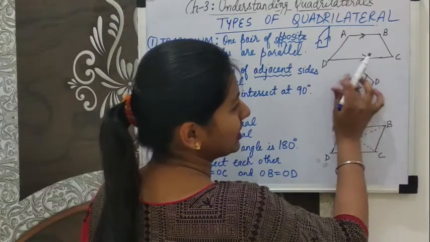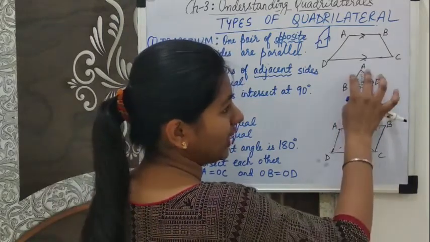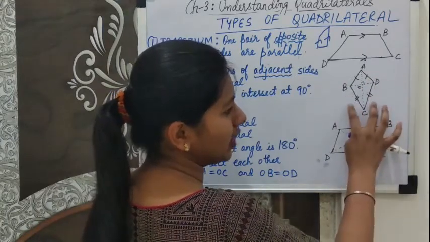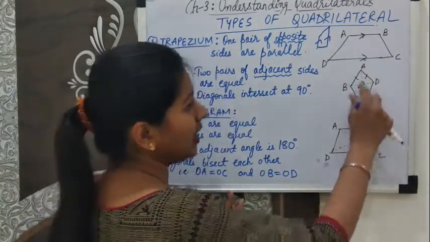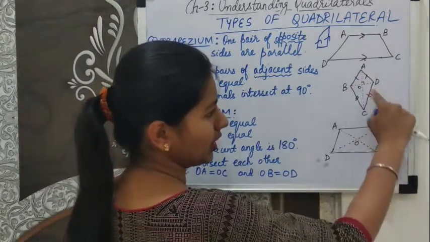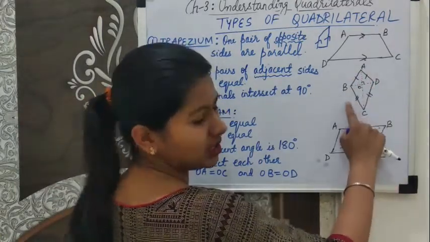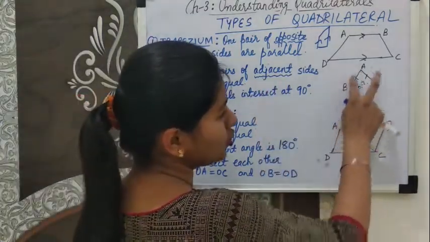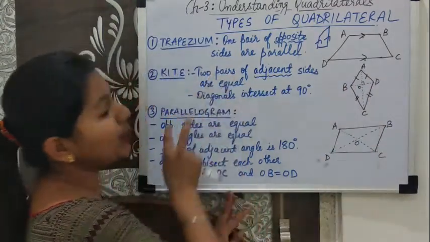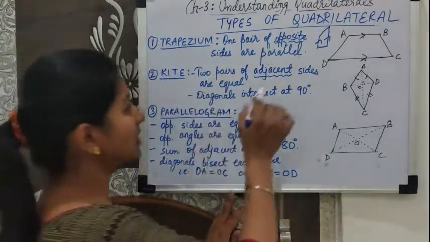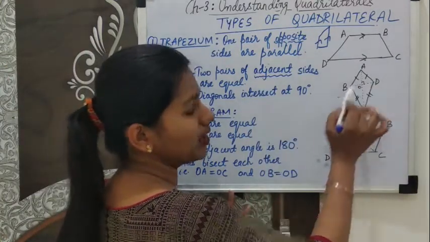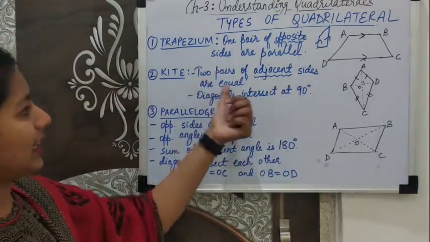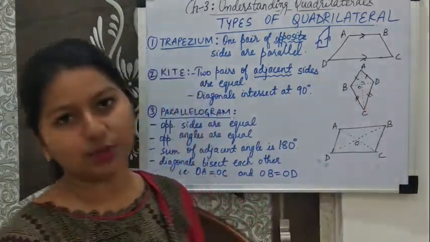ये दोनों adjacent sides हैं, AB and AD, ये दोनों attach हैं. So they are adjacent sides. Similarly, BC and DC, they are also adjacent sides. ठीक है, AB और CD opposite हैं. ये दोनों opposite हैं और ये दोनों भी opposite हैं. तो हम opposite sides की बात नहीं कर रहे हैं, हम किसकी बात कर रहे हैं? Adjacent sides की, जो एक दूसरे से जुड़े हुए होंगे. So two pairs of adjacent sides are equal. This is one pair and this is another pair. So we can see from this diagram that in a kite, two pairs of adjacent sides should be equal.